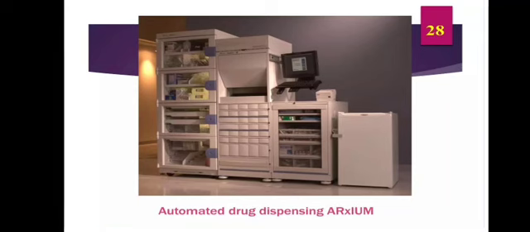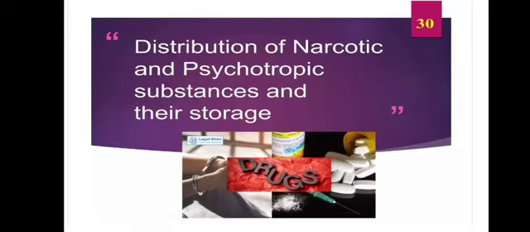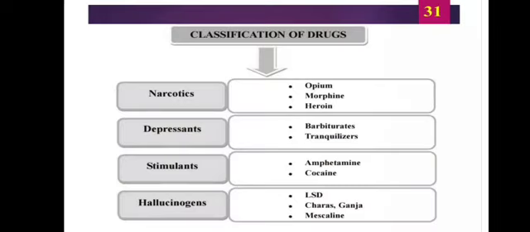Automated drug dispensing cabinets, such as Omnicell, are used for dispensing of controlled substances, then distribution of narcotic and psychotropic substances and their storage.